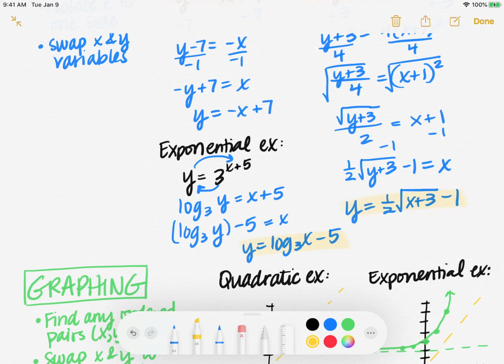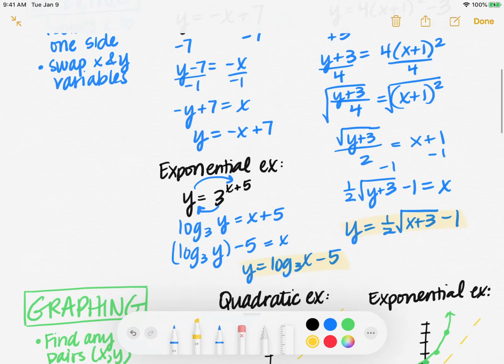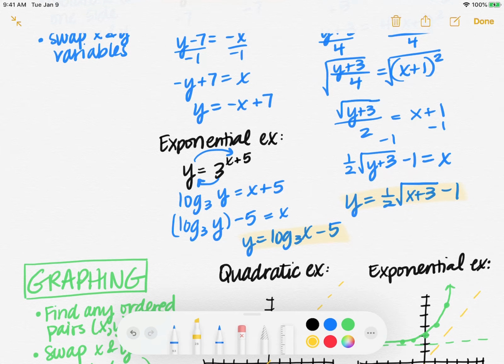So I think solving can sometimes be the trickiest, which is why I started with it first. But here are 3 examples: linear, quadratic, and exponential. Hopefully you can feel a little bit more confident in solving, because that's kind of the most technical aspect of what we've done.